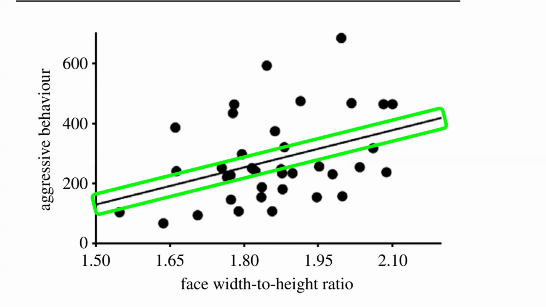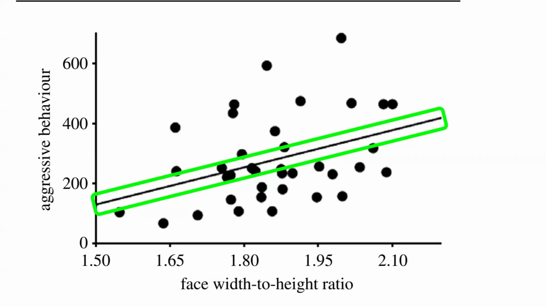So this is the best line that you can draw through this data where the distances from the line to the dots is minimized. So any other line other than this one would give you more differences than this particular line. So this is the line of best fit. And what this kind of tells you is it tells you the general relation between the two variables. So what we have here is what's known as a positive relation. That means as one variable increases, the other variable increases as well. So as face width to height ratio increases, aggressive behavior also increases.